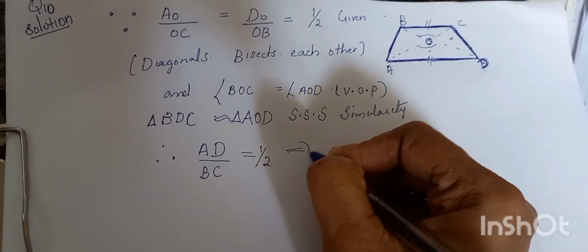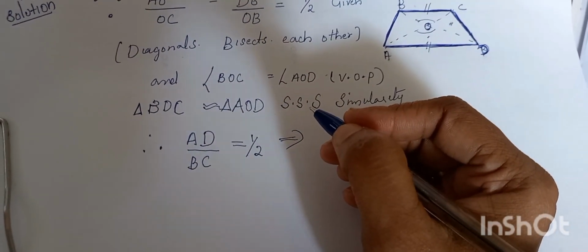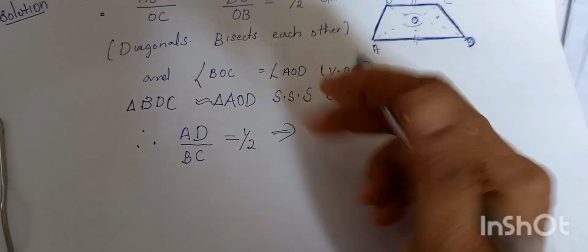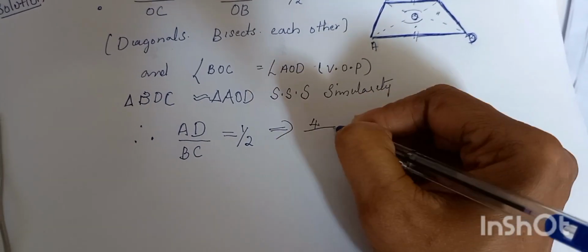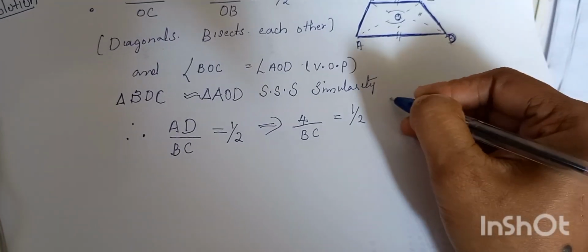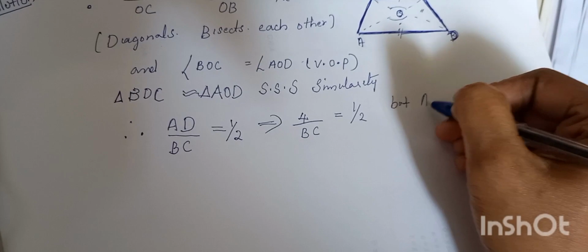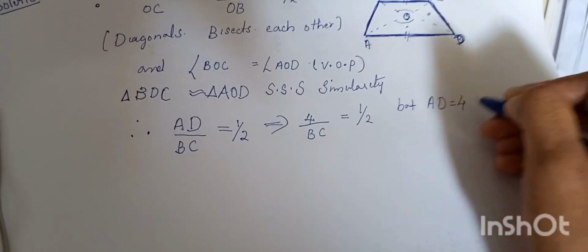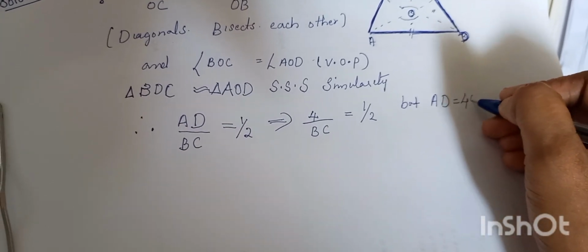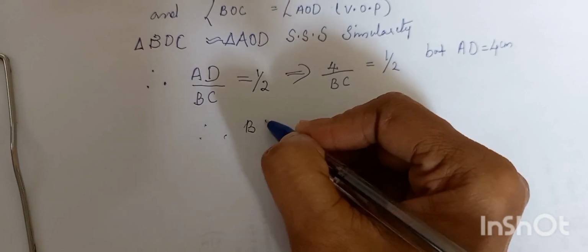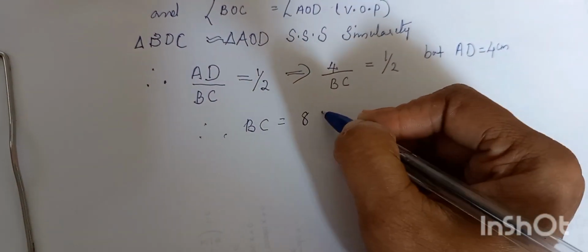which implies, what is AD here? AD is equal to 4. AD is equal to 4 by BC, which is equal to 1 by 2. But AD is equal to 4 units, 4 centimeter. So therefore BC is equal to 8 centimeter.